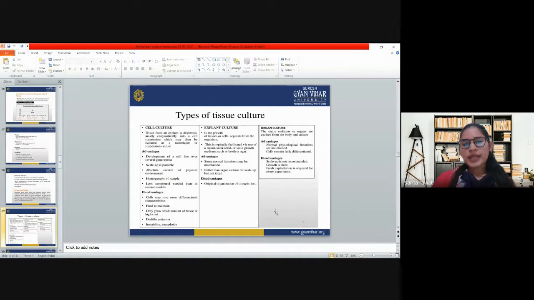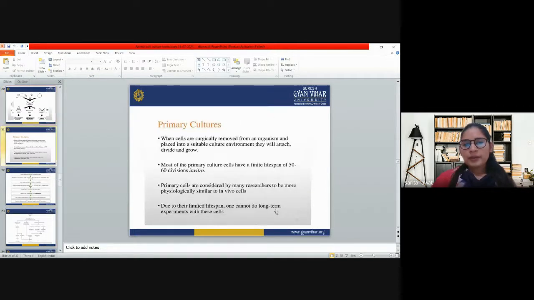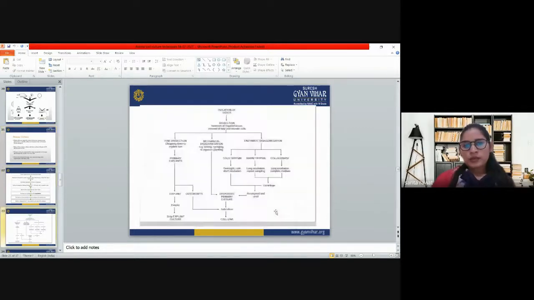We have the cell culture, then explant culture and organ culture. Then we have also read about their advantages and disadvantages. And then we have studied the primary culture. When cells are surgically removed from an organ and are placed into a suitable culture environment, they will attach, divide, and grow. So this is the whole process behind that.